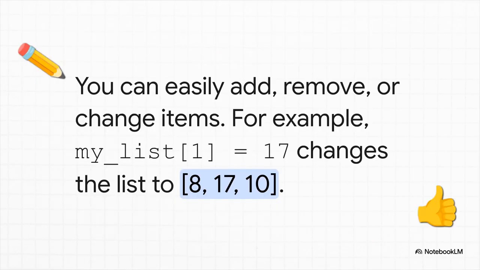Let me show you what I mean. Say we've got this list here. We can just target an item using its position, its index, and boom, give it a new value. The original list itself is changed, just like that. It's literally built for this kind of on-the-fly flexibility.